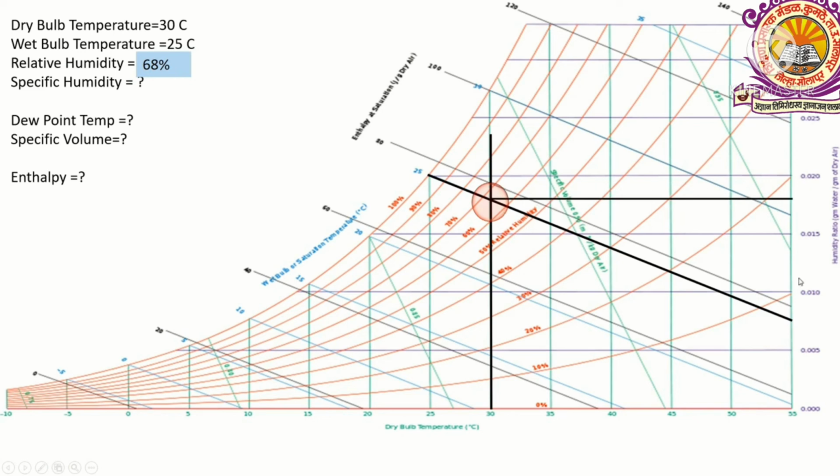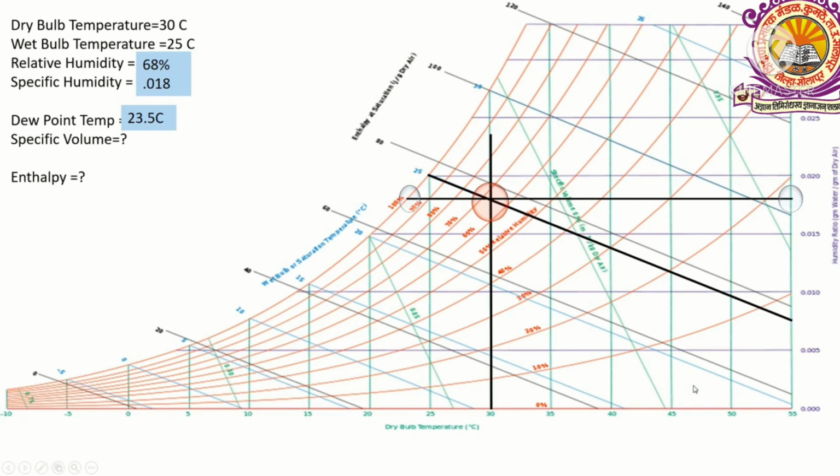The next property is specific humidity. From this point you draw a horizontal line, parallel to the specific humidity line, to where it intersects the y-axis. That gives the specific humidity, which is between 0.015 and 0.02, nearest to 0.02, so the specific humidity is 0.018 gram per gram of air. Now we can find the dew point temperature. This specific humidity line you extend up to the saturation line, where it cuts the saturation line. That gives the dew point temperature.